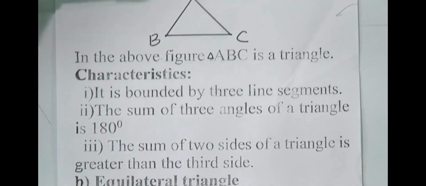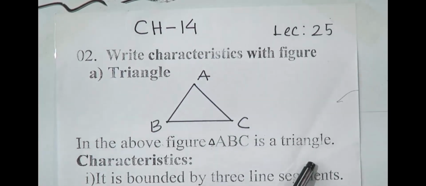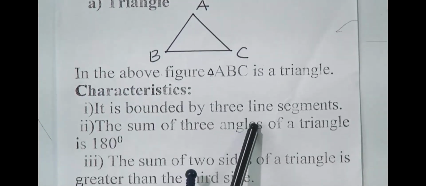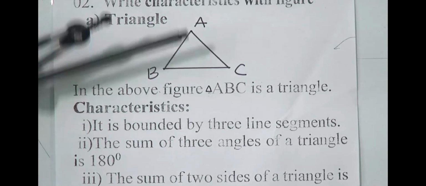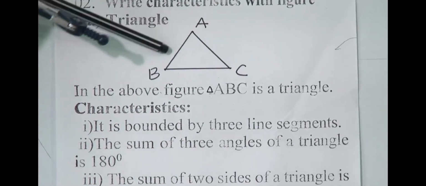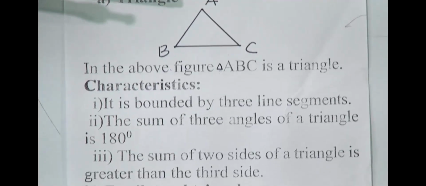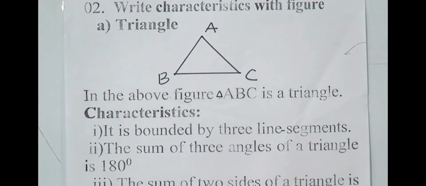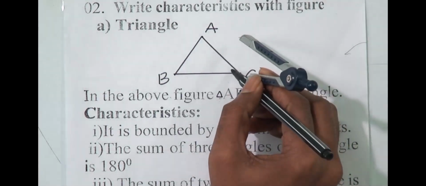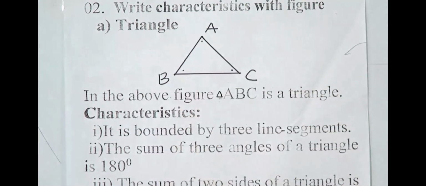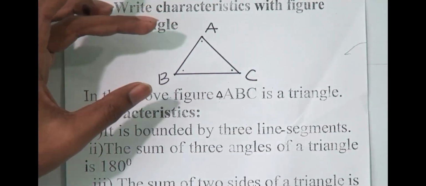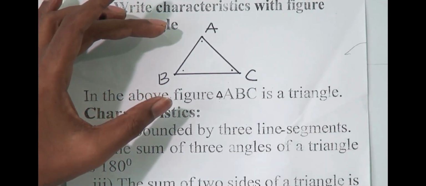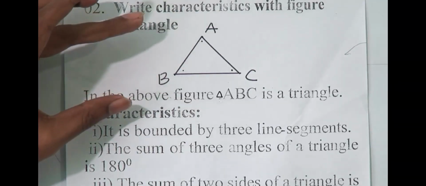You see, at first in the figure ABC is a triangle. Characteristic one: it is bounded by three line segments. You see 1, 2 and 3. So a triangle is bounded by three sides or three line segments. Characteristic two: the sum of the three angles of a triangle is 180 degrees. That means, suppose this angle and this angle, in total these three angles make 180 degrees.